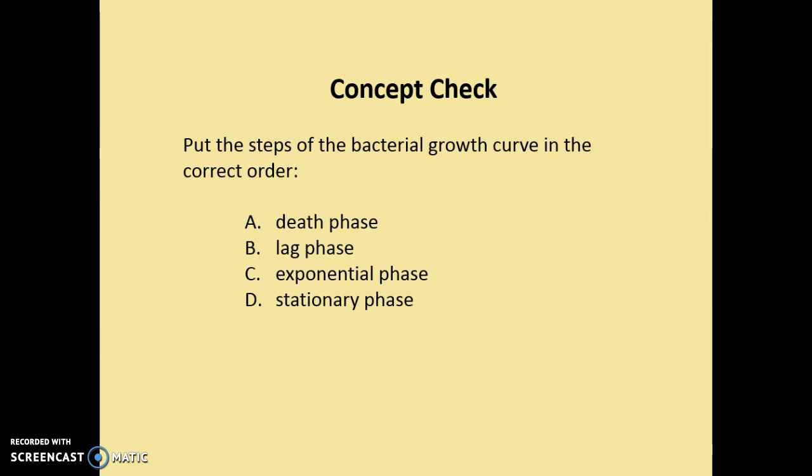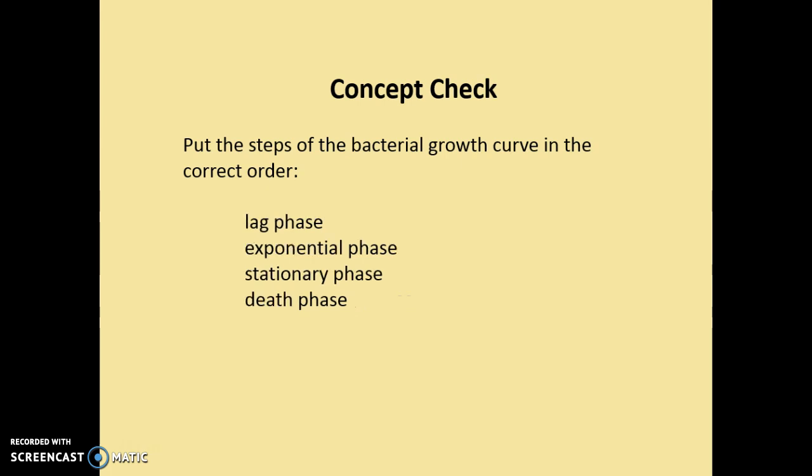And if you remember lag, the cells are just lagging behind in their activity. So that's what's going to start it off: lag phase. Then you have that high amount of exponential growth. Stationary phase where you have equal death versus equal life. And then death phase where you have more cells dying off.